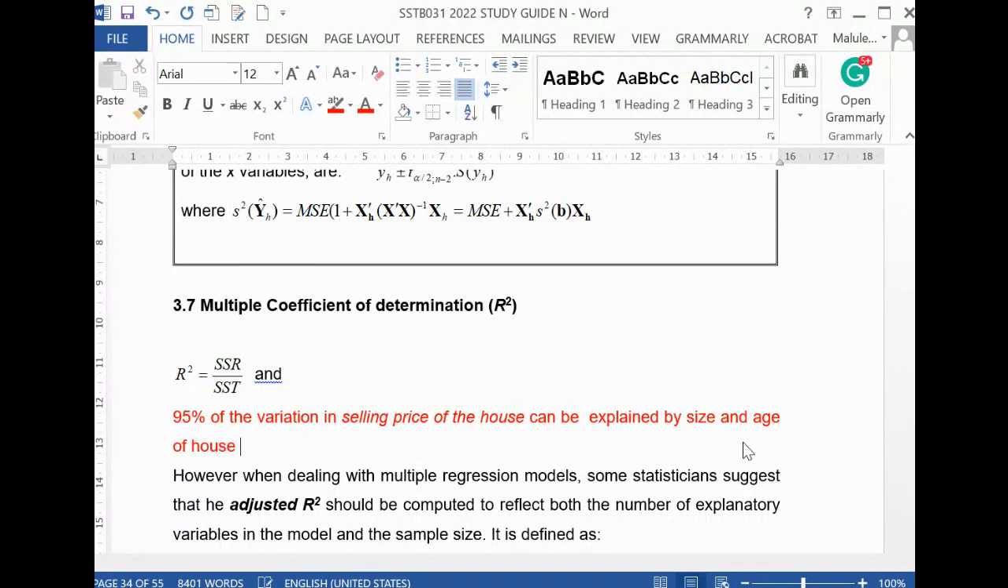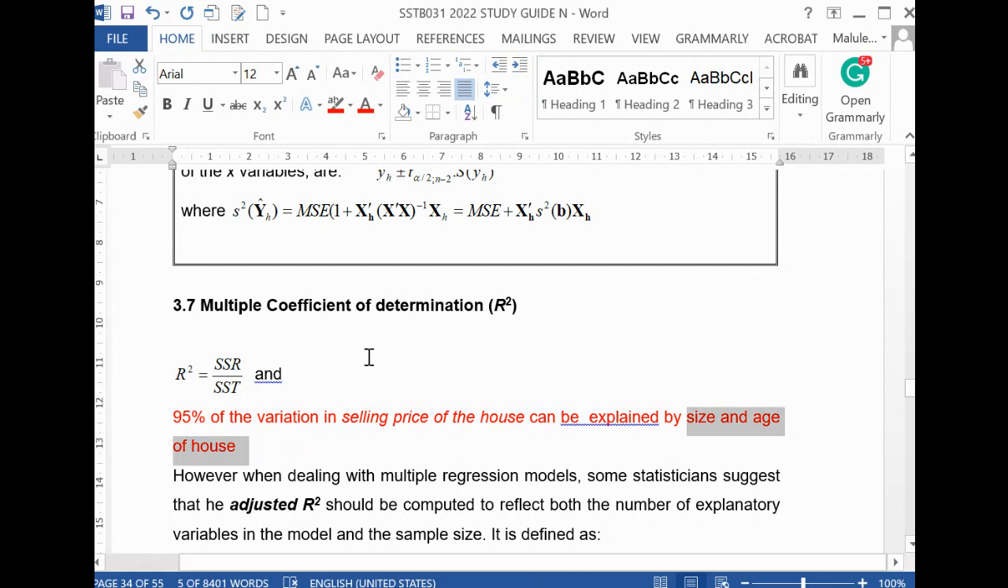Because these are what? These are your two independent variables. So whatever is happening on Y can be explained by what? By these two independent variables. So whenever you're asked to interpret R squared, we expect you to write a similar statement.